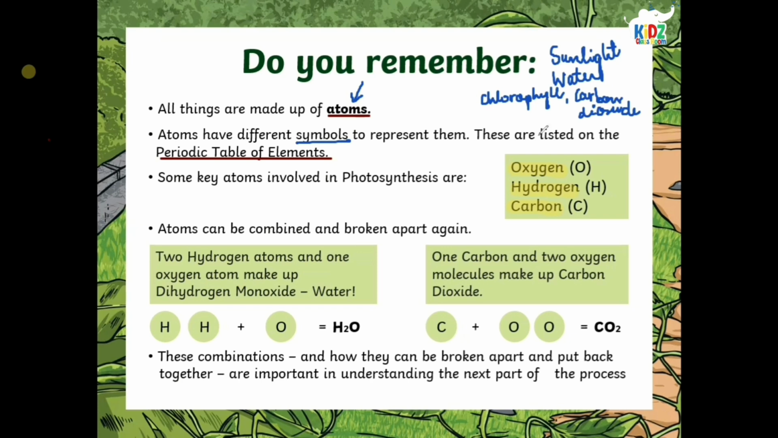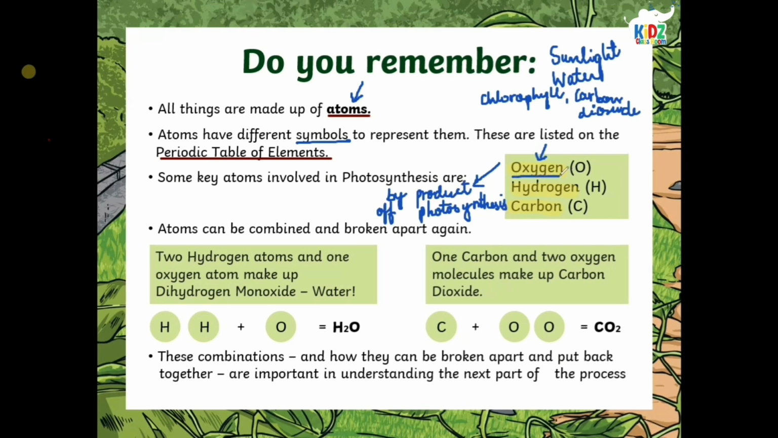Some key atoms involved in photosynthesis include oxygen. Where is oxygen in the process of photosynthesis? Oxygen is the byproduct of photosynthesis. What is meant by byproduct? It means that plants release oxygen. Where do we get oxygen from? We get oxygen from the plants, only plants.